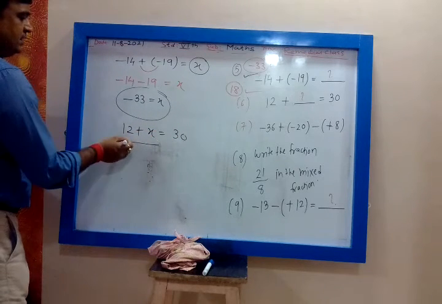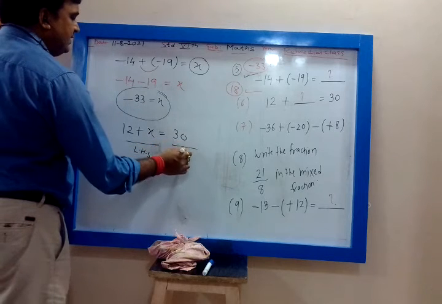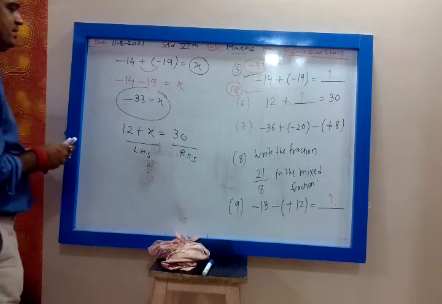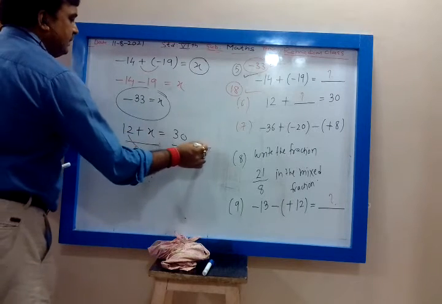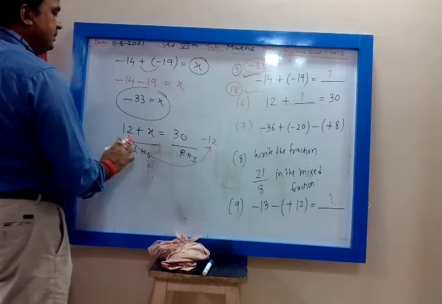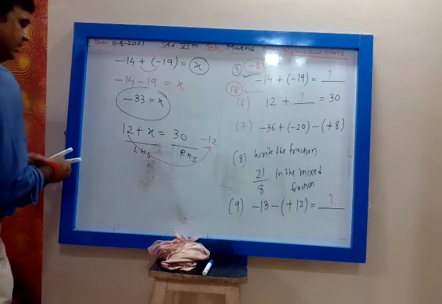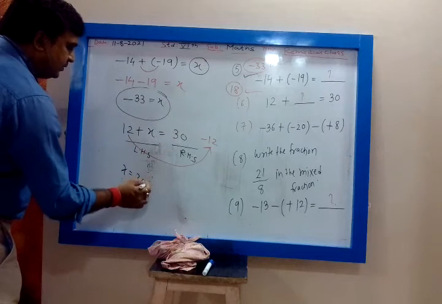Before equal to it is my left hand side. After equal to it is my right hand side. And whenever we change the side, sign changes. So 12 I will take on the right hand side. It will be minus 12. Plus 12 will be minus 12. So you will get x is equal to 30 minus 12.